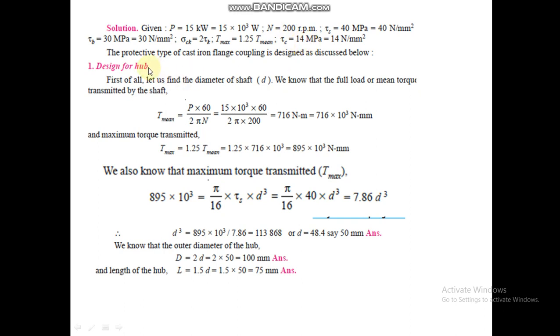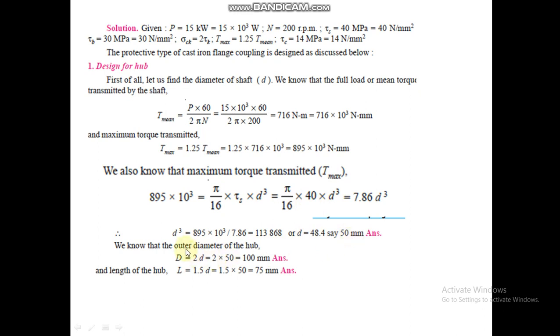So first of all, you have to repeat all the steps you did yesterday. Find the torque from power and RPM. You will get the torque as 716 Newton meter, and convert it into Newton mm. Find the maximum torque by multiplying by 1.25, because your maximum torque is 25% greater than the mean torque. So you will get your maximum torque as 895 into 10 raised to power 3. After calculating the maximum torque, equate it with pi by 16 tau d cube, put the value of shear stress, and you will get the diameter of the shaft d as 50 mm.